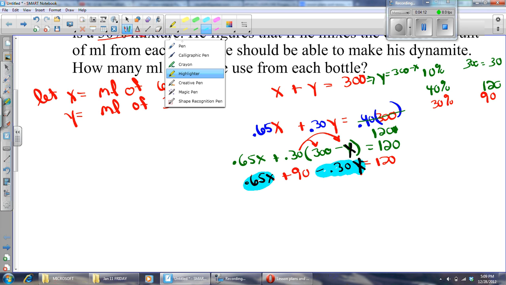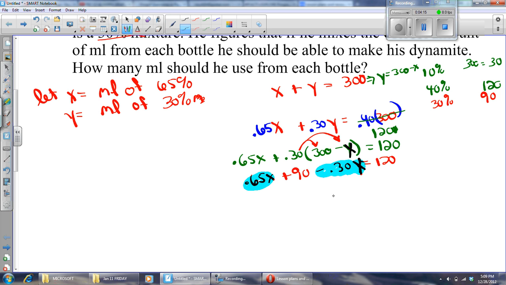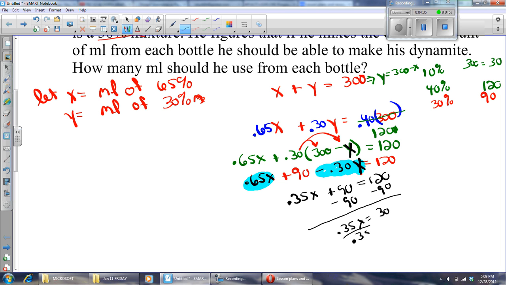And so I'm going to combine those like terms, and I will have 0.35x plus 90 equals 120. I'll subtract 90 from each side, and I'll get 0.35x equals 30. I'm going to divide by 0.35, and I'm going to use a calculator for that. Looks like it's going to come out to be 85.71, and that's a rounded answer, of course. My fraction is in the sevenths. I could tell by the display on my calculator.